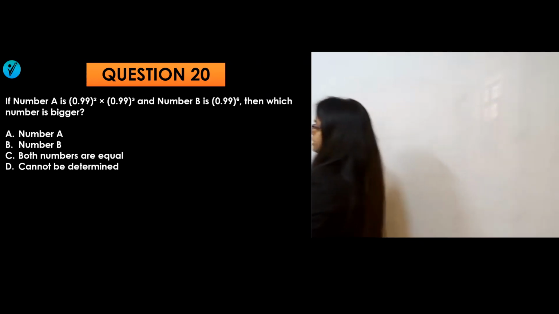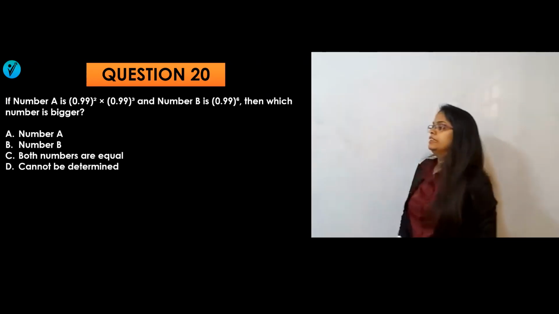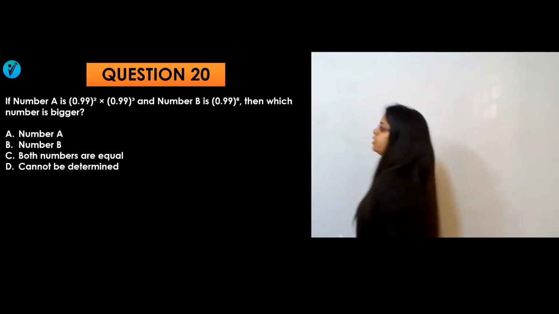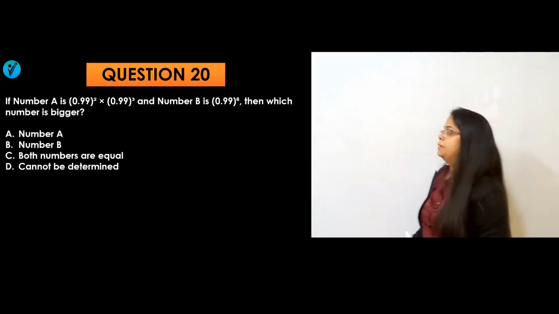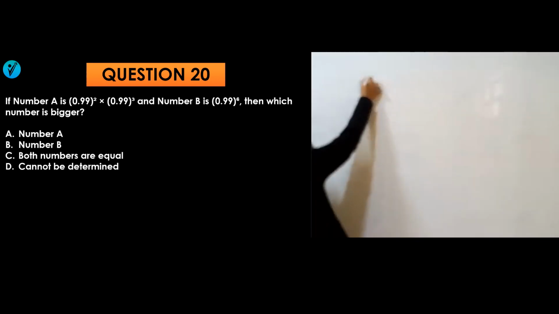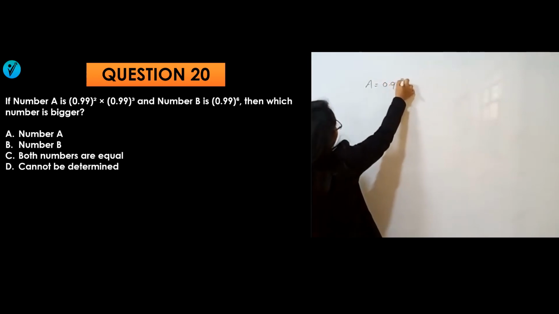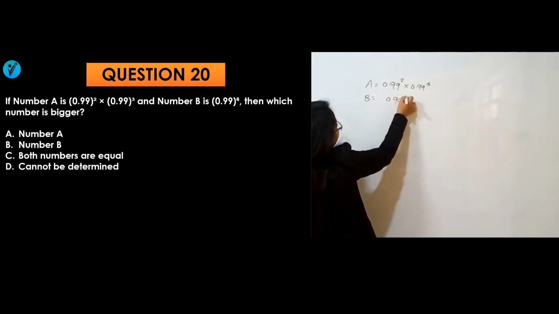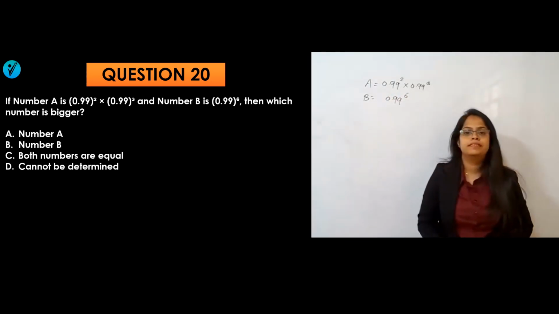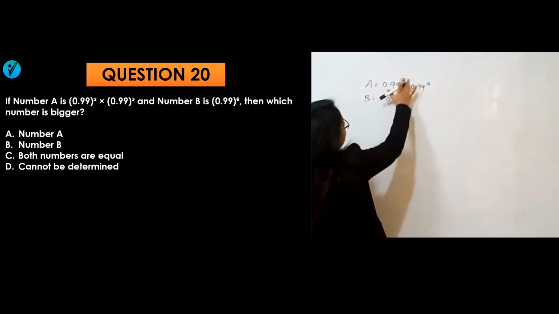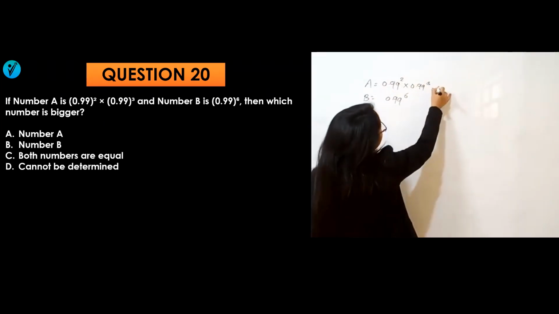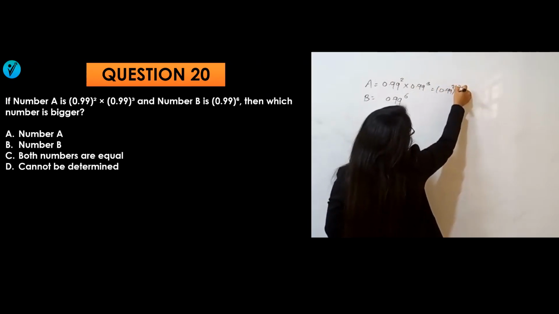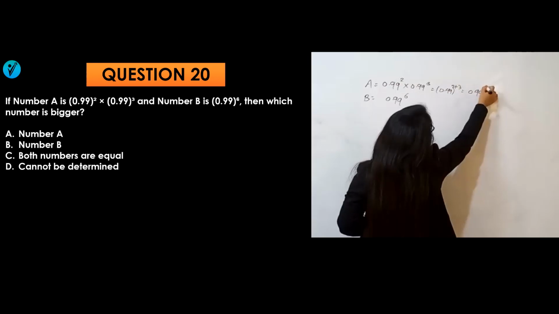So what are they saying in this last question? Number A is 0.99 raised to 2 into 0.99 raised to 3, and number B is 0.99 raised to 6. Then which number is bigger? Now we know that 0.99 raised to 2 times 0.99 raised to 3 becomes 0.99 raised to 2 plus 3. That means it will become 0.99 raised to 5.